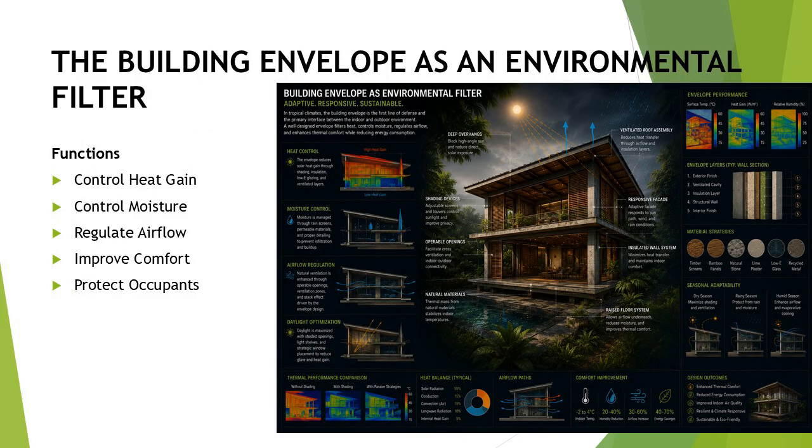The building envelope acts as an environmental filter. Its role is not to completely block environmental forces. Instead, it selectively manages them. For example, we want daylight, but not excessive heat. We want ventilation, but not water intrusion. We want outer connection, but also protection. The building envelope, therefore, becomes a carefully calibrated environmental control system.